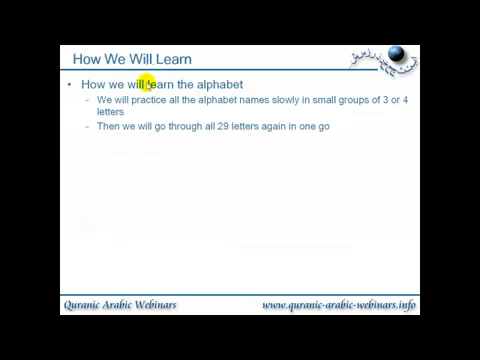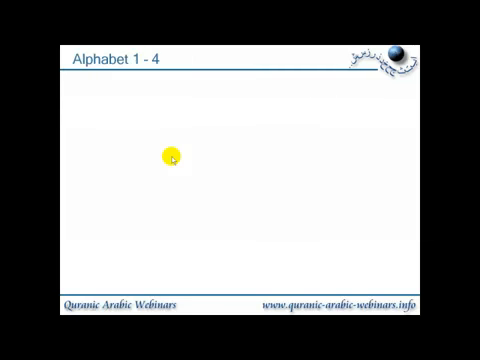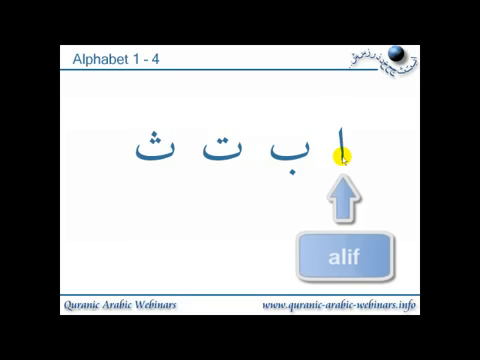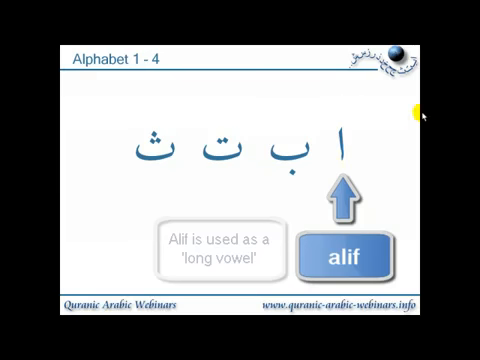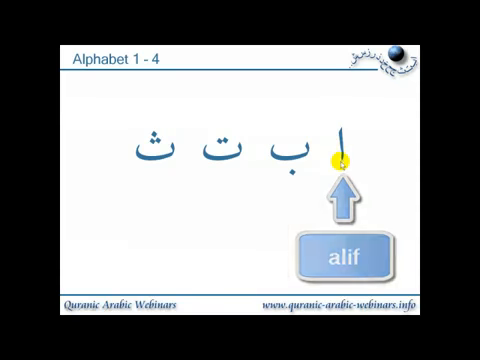How we will learn then. We will practice all the alphabet names slowly in small groups of 3 or 4 letters. Then we will go through 29 letters again in one go, so the whole alphabet. Alphabets 1 to 4. The first alphabet, which is just like a vertical line, is known as Alif. Although it's one of the alphabets, it behaves in Arabic as a long vowel, i.e. it helps us to lengthen certain sounds.